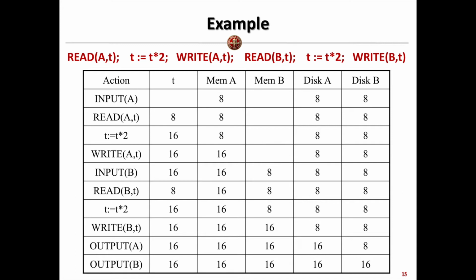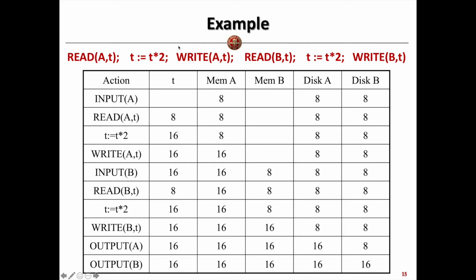So before we do any actions, we have a state for A and B on the disk. Disk A equals 8, in other words, its entry value is 8. Disk B is also 8. Before we do anything, the state for T, memory A, and memory B are all empty or blank. We have no value for them.